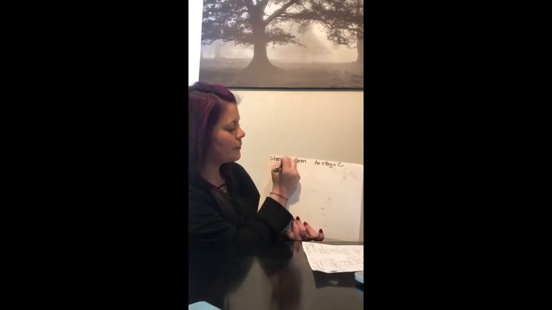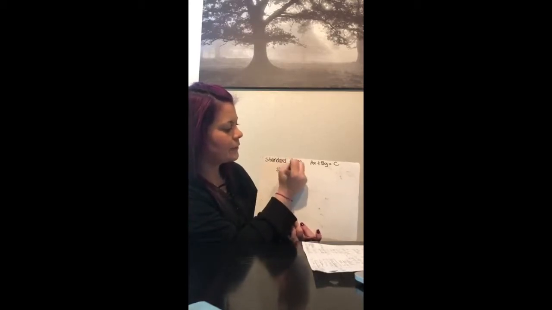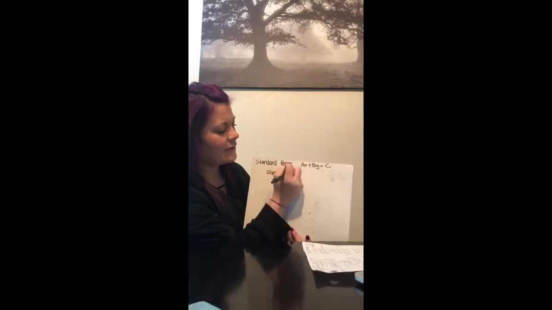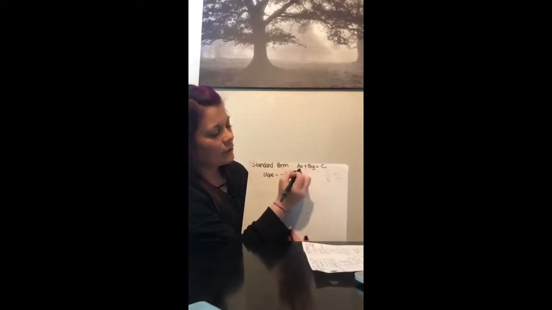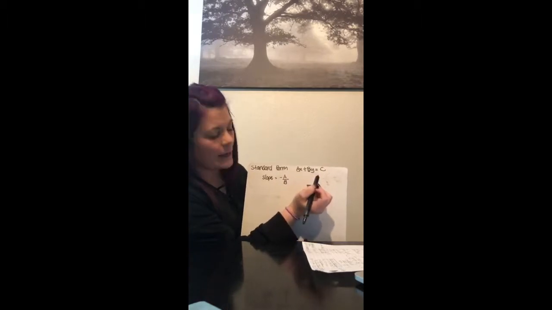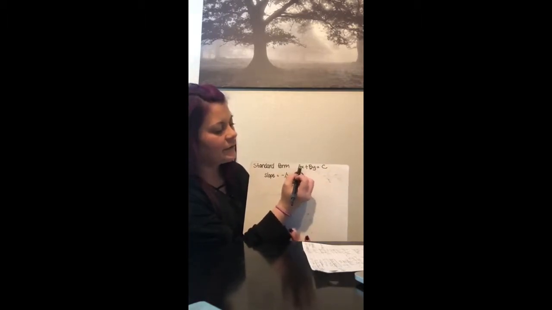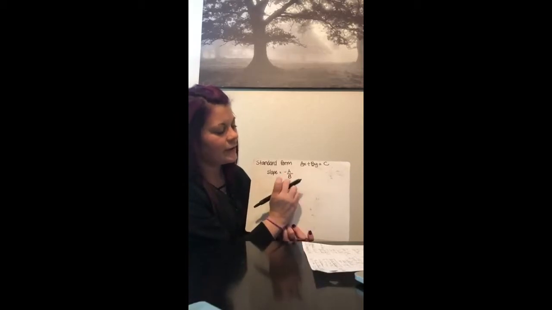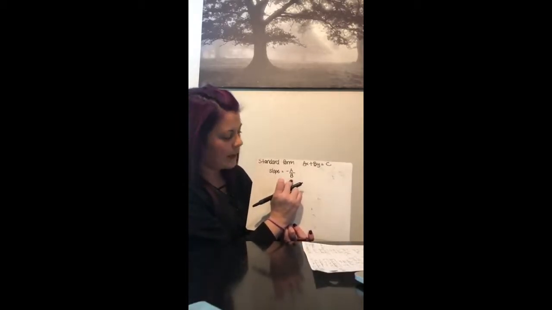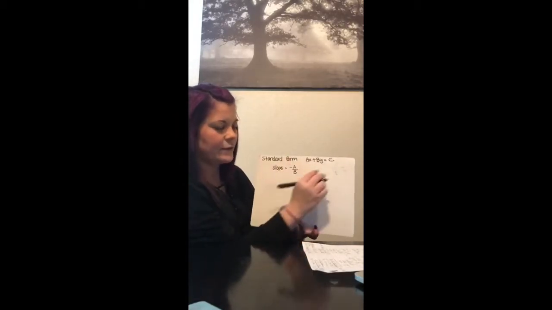To find the slope, you say negative a over b. So a is the coefficient of x, and b is the coefficient of y, okay? So you would take the opposite of the coefficient of x over the coefficient of y to find the slope if it's in standard form.